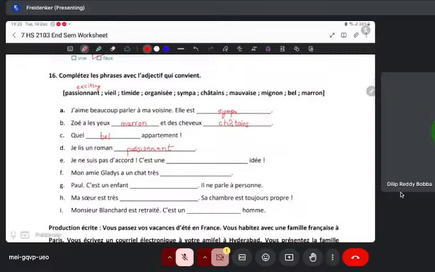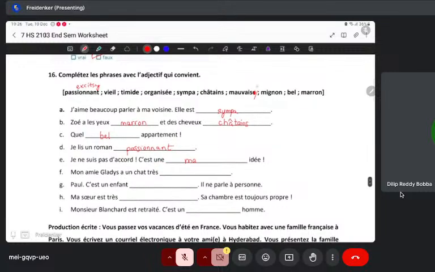Je ne suis pas d'accord. I'm not okay. C'est une mauvaise idée. So maybe it's a bad idea, right? It's a bad idea. And it agrees. This is feminine, this is also feminine, so everything is correct. So feminine, feminine. Because masculine is without the e, feminine is with the e. So bad idea. I'm not okay, it's a bad idea.